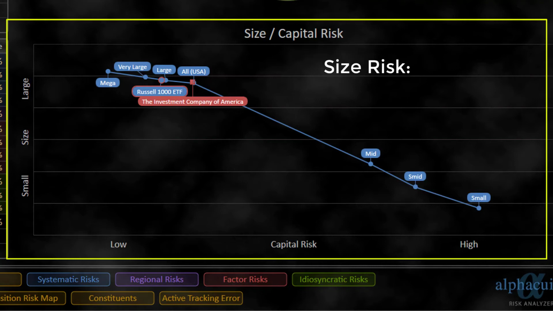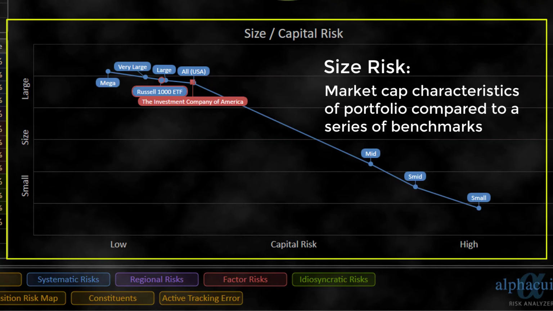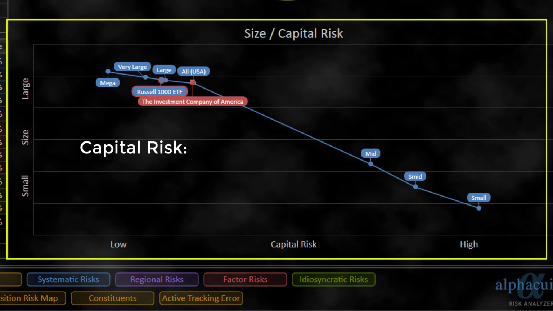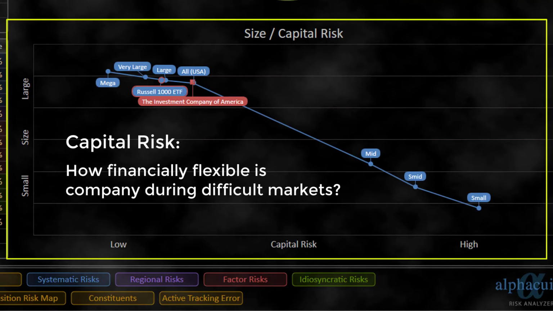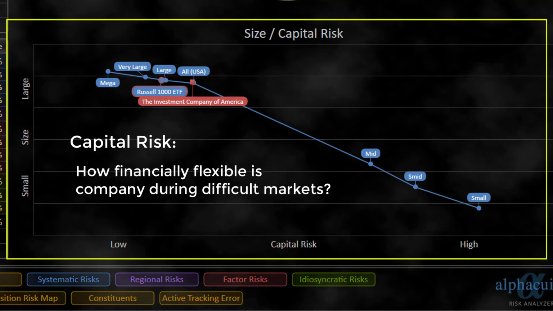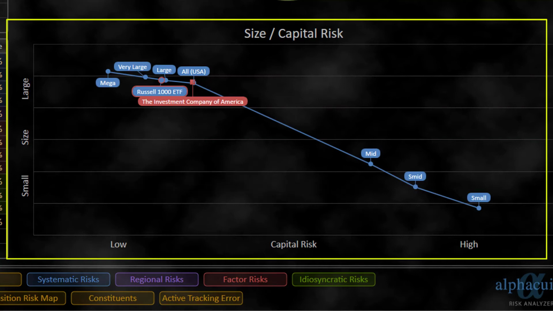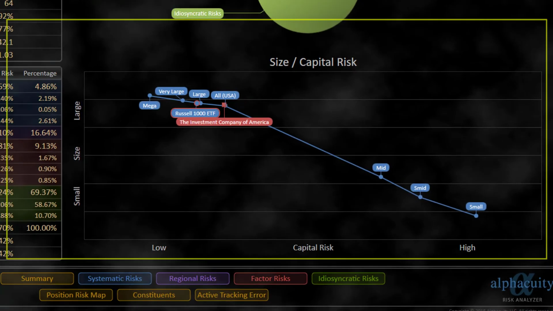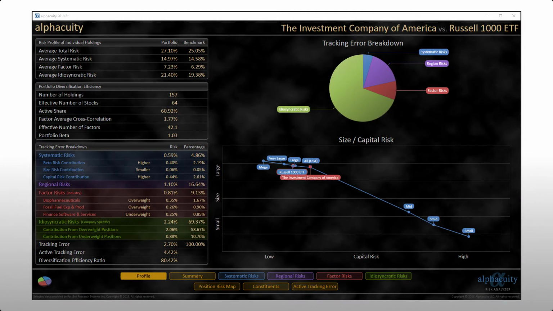Size risk reveals market capitalization characteristics of the portfolio as compared to a series of benchmarks. Capital risk represents the financial flexibility of a firm to access capital, if necessary, in more difficult market environments. The blue line is plotted for reference and connects a series of market indices ranging from large to small. The market index line generally moves to the right as size falls, indicating a strong correlation between size and capital risk.